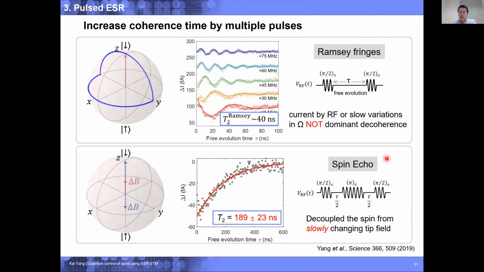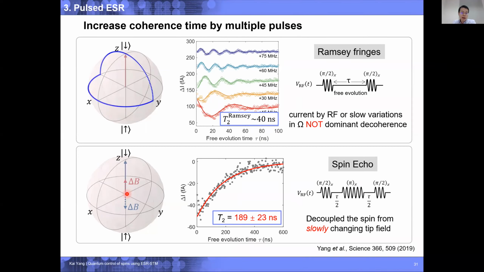So in the following, we then tried the spin echo pulse sequence and compared it to the Ramsey. It consists of an additional pi pulse in between the two half-pi pulses. The purpose of this spin echo pulse sequence is to remove the slow noises between different measurements. To understand how this spin echo works, let's consider two different measurements.